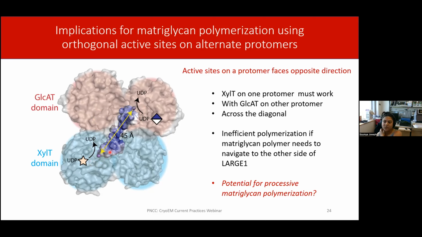So this tells you that matriglycan is polymerized by alternating between these two active sites, rather than taking the xylose from this active site and then going around the globular catalytic head to add a glucuronic acid from the other active site on the same protomer. That seems fairly inefficient. So this pointed towards a processive mechanism, and this is where the hypothesis generation from the cryo-EM reconstruction comes in.